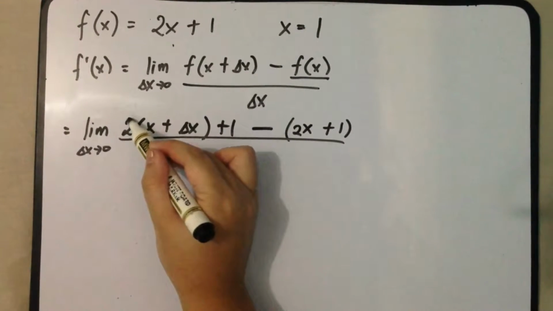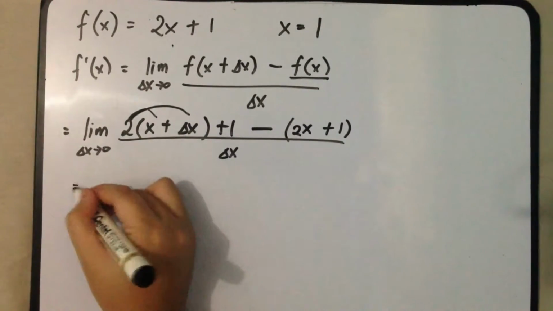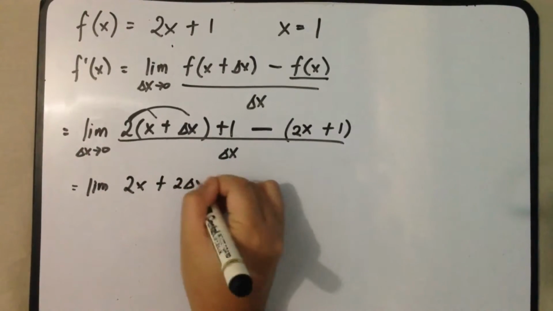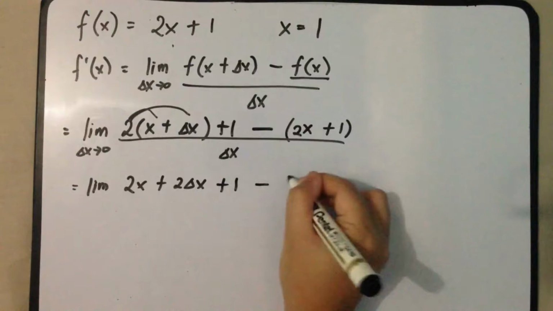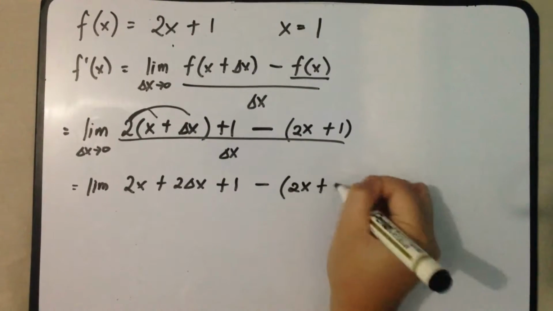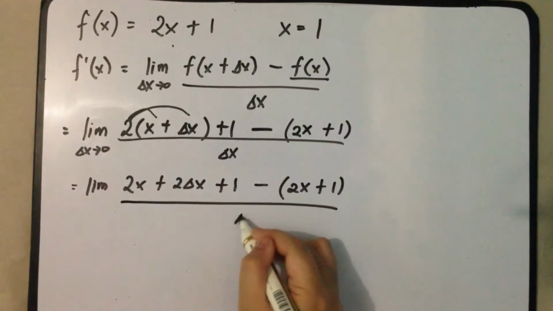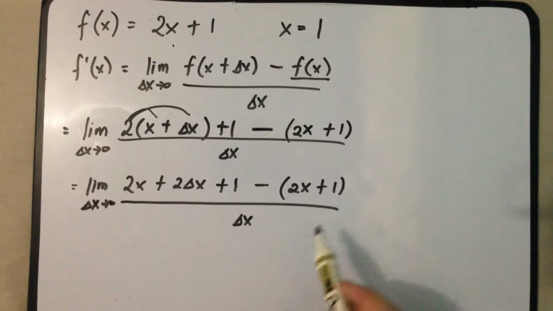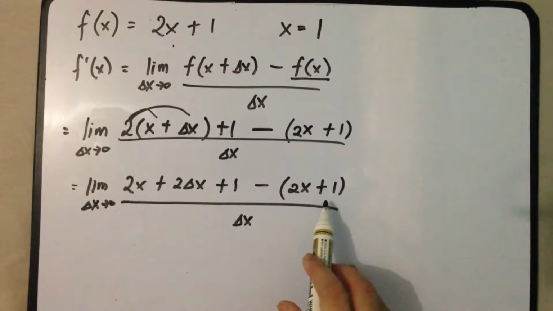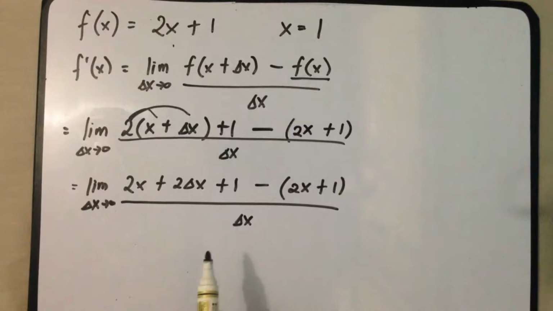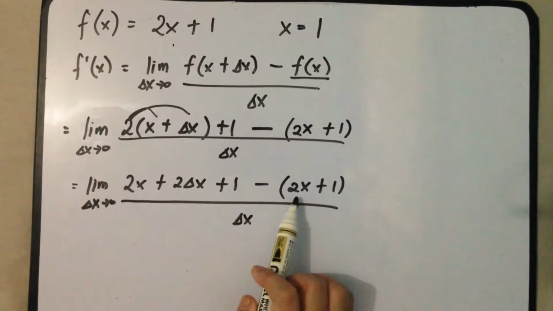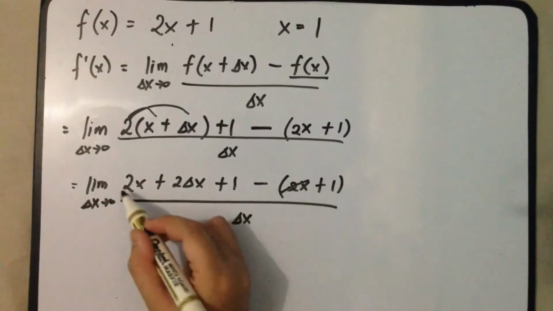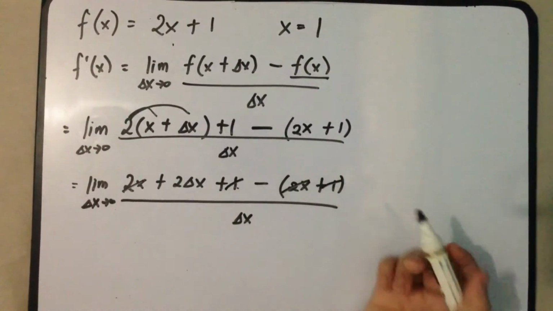So we'll have to distribute the 2 to x and delta x, which will give us the limit of 2x plus 2 delta x plus 1 minus the original function, which is 2x plus 1, over delta x as delta x approaches 0. So we can just cancel 2x and 1 out, because if you do the operation manually, 2x minus 2x is 0 and 1 minus 1 is 0. So we can just cancel them out. So cancel 2x and 2x, 1 and 1.